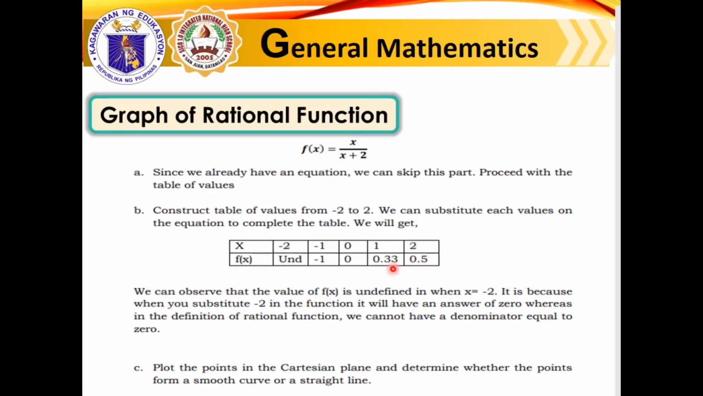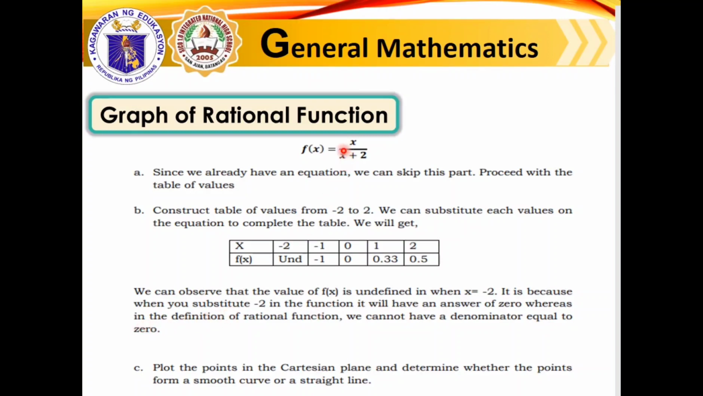So we can observe that the value of f of x is undefined when x is equal to negative 2. It is because when you substitute negative 2 in the function, it will have an answer of undefined, whereas in the definition of a rational function, we cannot have a denominator equal to 0.